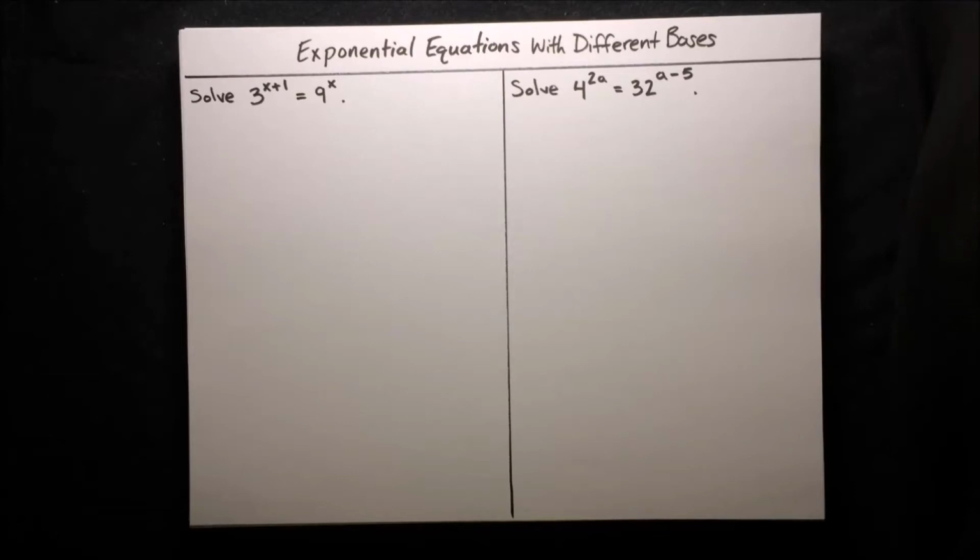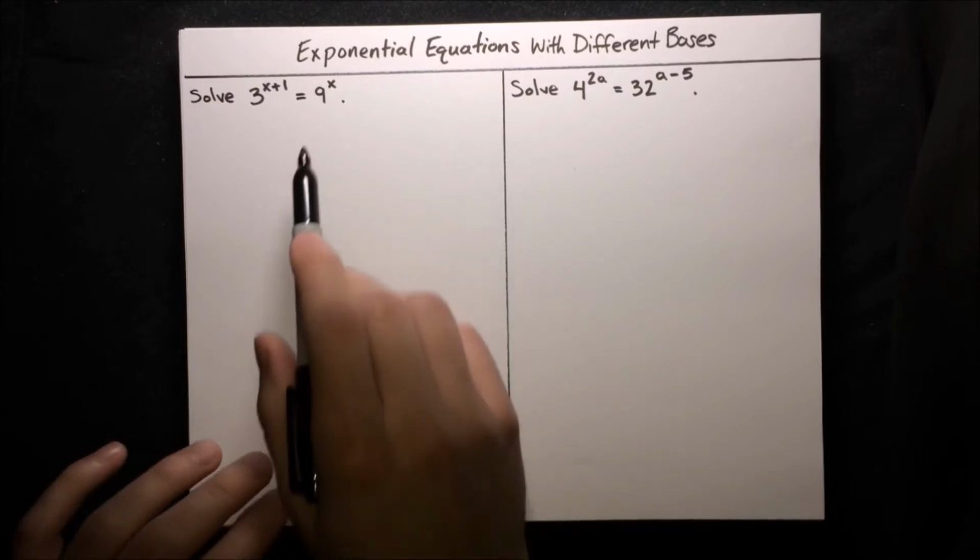In this video, we're going to learn how to solve exponential equations with different bases. First of all, we want to solve this equation: 3 to the power of x plus 1 equals 9 to the power of x. Now, the key to solving this equation is to express each side of the equation as the same base raised to some power.